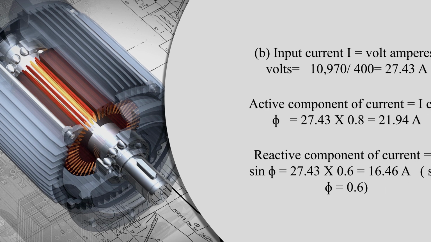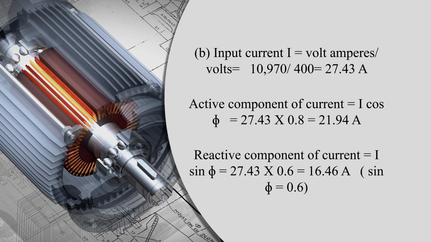The second parameter that you have to calculate can be calculated like this. Input current I can be written as I equal to volt ampere divided by volt, and volt ampere is what? That you have already calculated, that is 10970, and volts are already given, that is 400. So after dividing 10970 by 400, you get 27.43 ampere current. So you have now calculated the input current also.